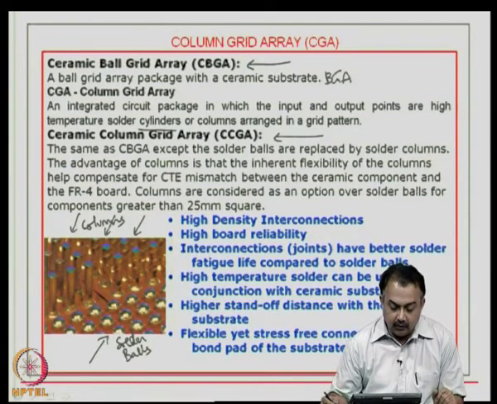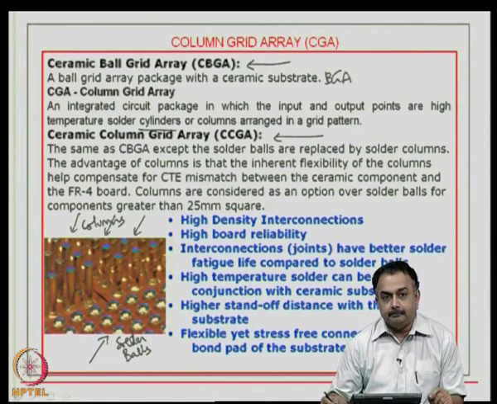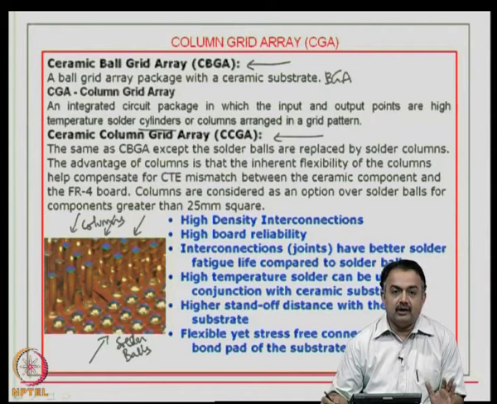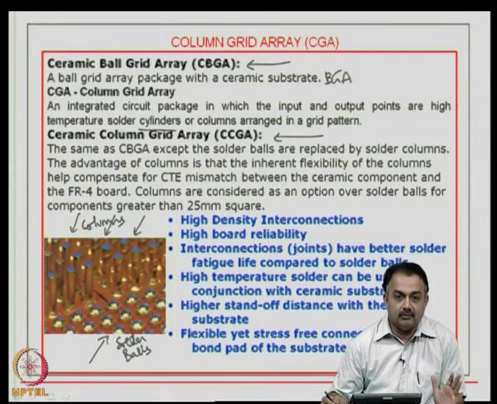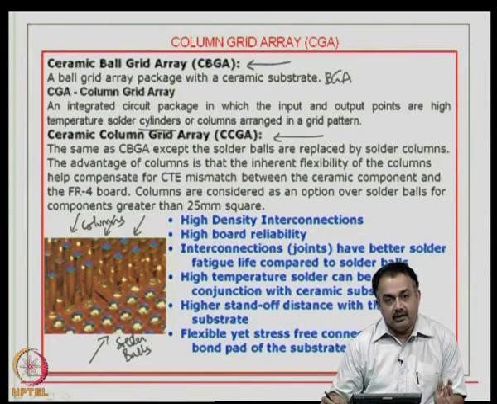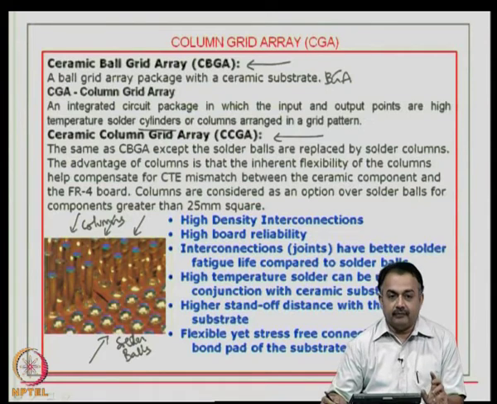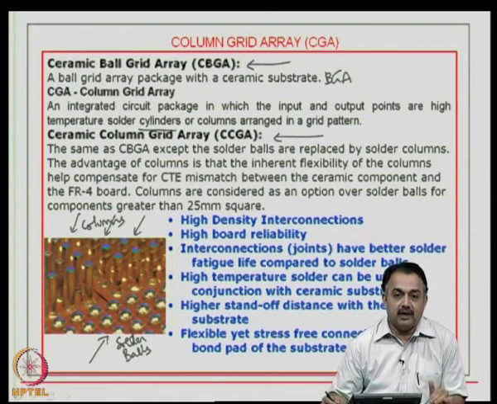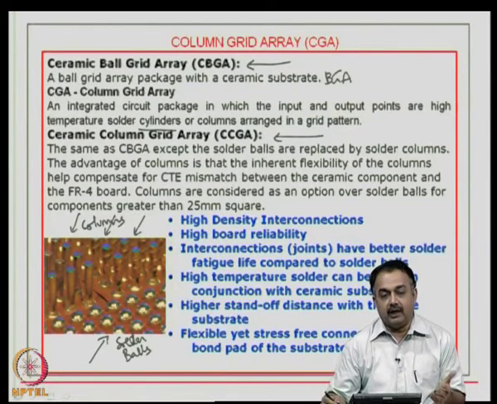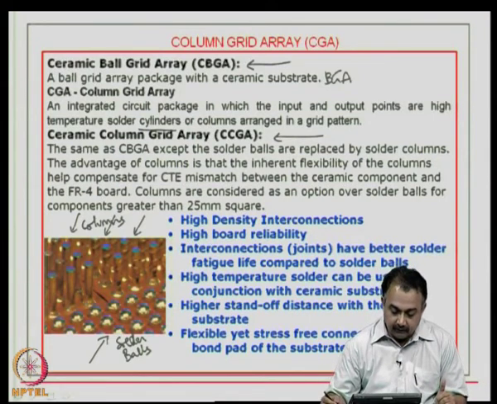So, a ceramic column grid array is the same as a CBGA, except that the balls are replaced by solder columns. The advantage of using columns is that it could be used in applications where you need help to compensate for the CTE mismatch between the substrate, okay, and the ceramic component. So, because you are using high temperature solder and because the length of the column is definitely larger than the solder ball height, you get a relief over the CTE mismatch that we normally get concerned with in an organic package attached to a silicon die in a BGA for example.